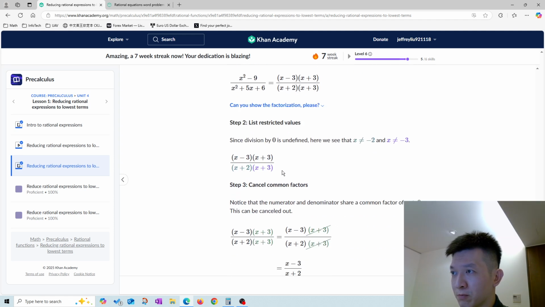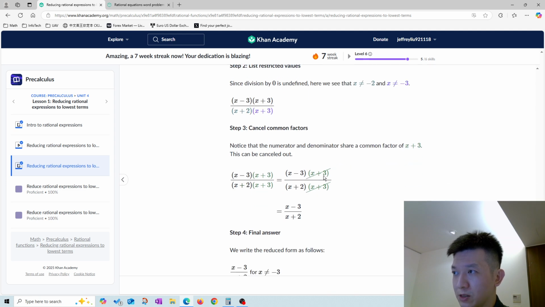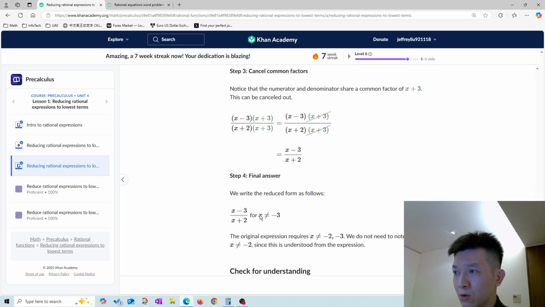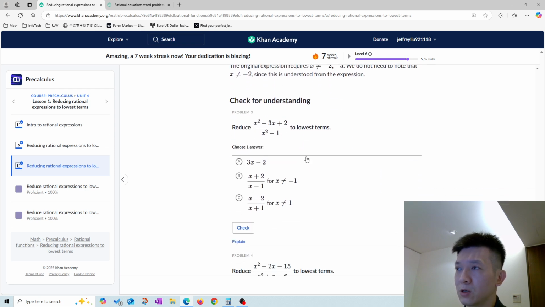Factor this and you get this, and you cancel out the x plus 3, but you cannot change the fact that x cannot be negative 3. And you will later learn that whenever you cancel out, this is called remove, right? So our term for this in our graph is called removable discontinuity.